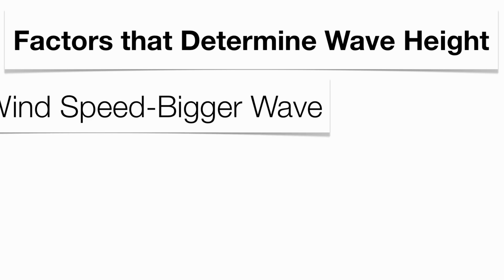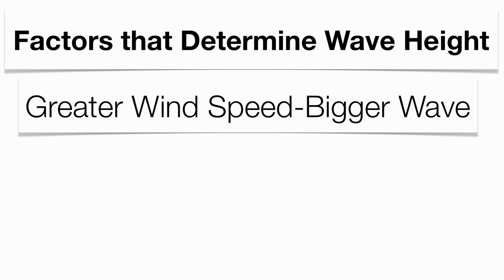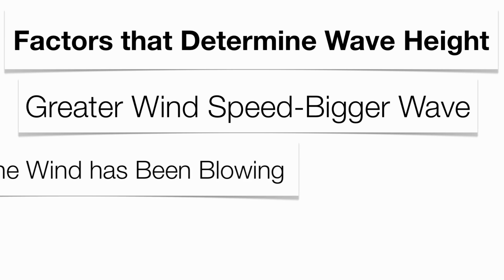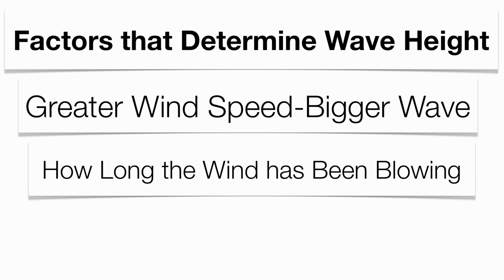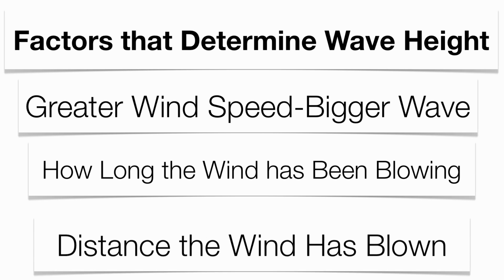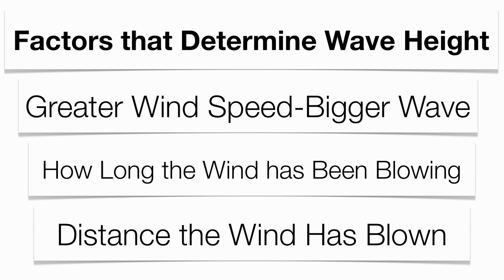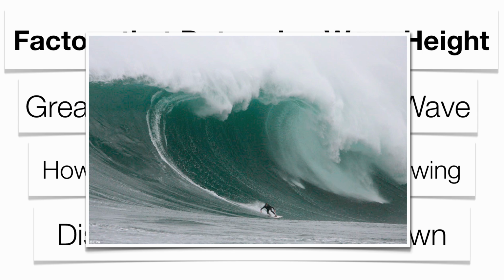Now, there are a couple factors here that are going to determine wave height. And the first and number one reason is the greater the wind speed, the bigger the wave. There's a tremendous amount of friction between wind and water, and the more friction that there is, the more energy is going to be transferred from the moving air to the moving water, the bigger the wave is actually going to be. We also want to measure how long the wind has been blowing across the water and the distance it's been blown across. The distance is what we call the fetch. So you can see how big some of these waves actually can get.